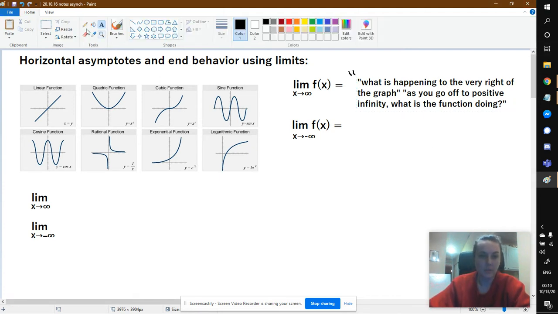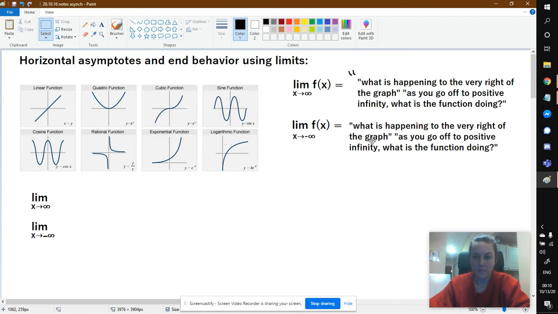And similarly, as you would expect for the limit as x approaches negative infinity, it is the same, except it is the very left of the graph, and it is negative infinity. So we're going to quickly hot patch that in right now. Very left and negative infinity.